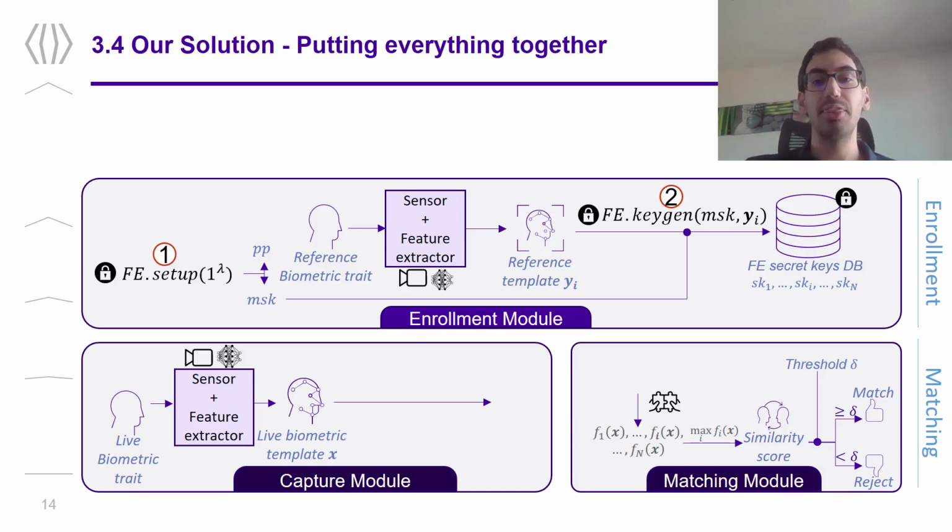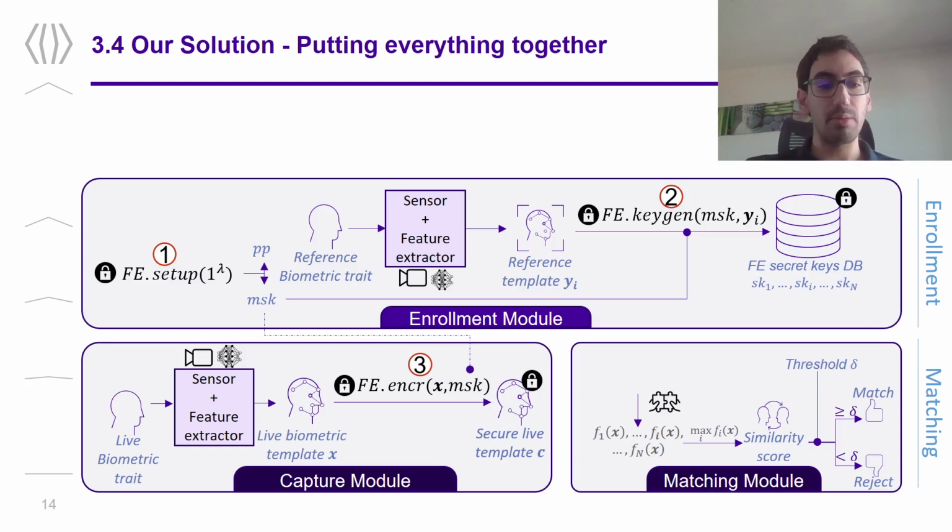We'll be storing the secret keys that result from performing this key generation, so that if this entire database was leaked, no information would be leaked by itself from these secret keys. Then we jump into the matching phase, where the master secret key is sent to the capture module, and once the live biometric template is obtained from the biometric trait, we will be encrypting it with the master secret key to obtain the secure live template C, the ciphertext C.